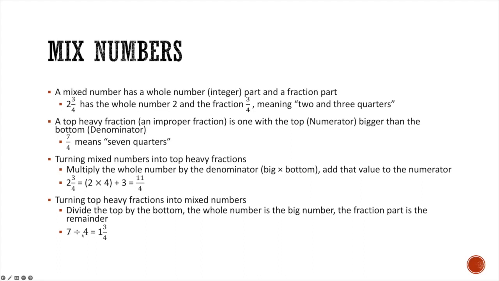It is 7 divided by 4. So 7 we have to divide by 4, then 1 and the remainder is 3. So we can write this as a mixed number, with the whole number and the remainder as the numerator.